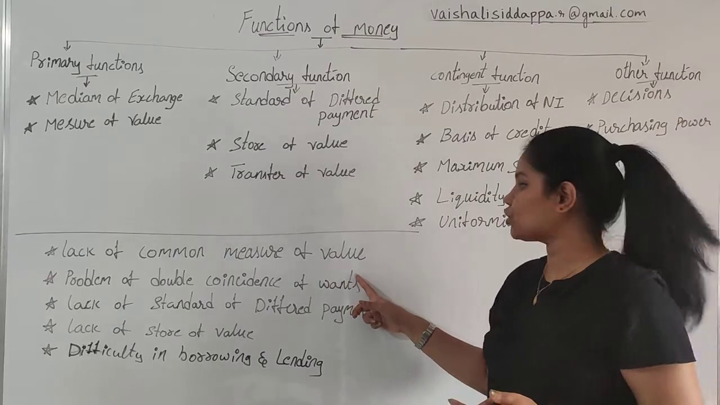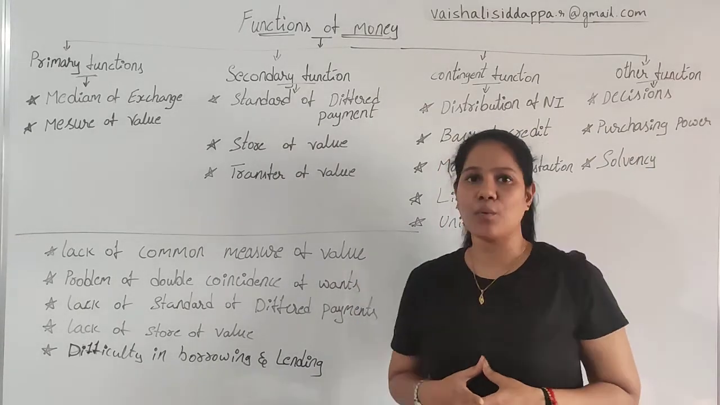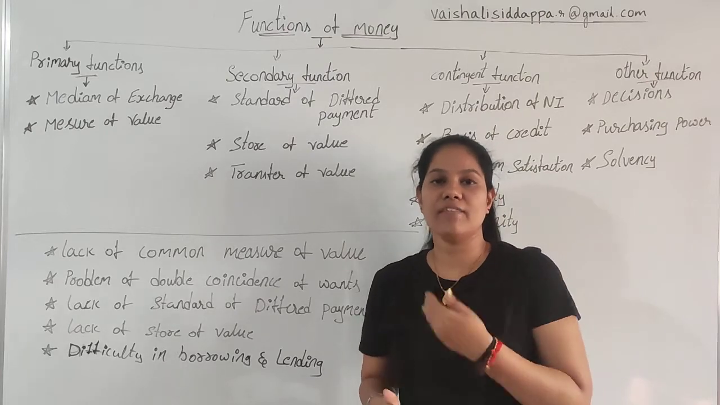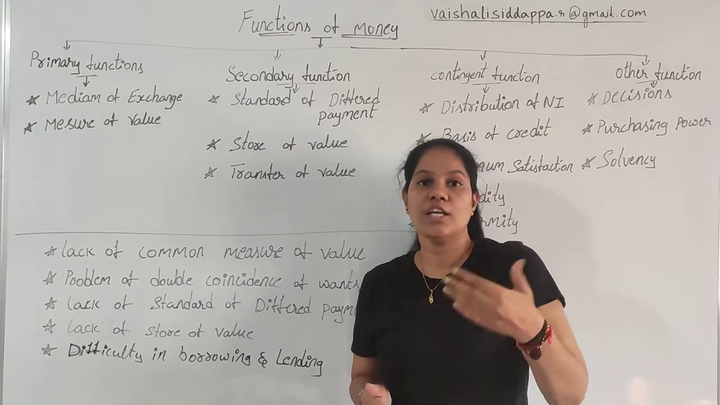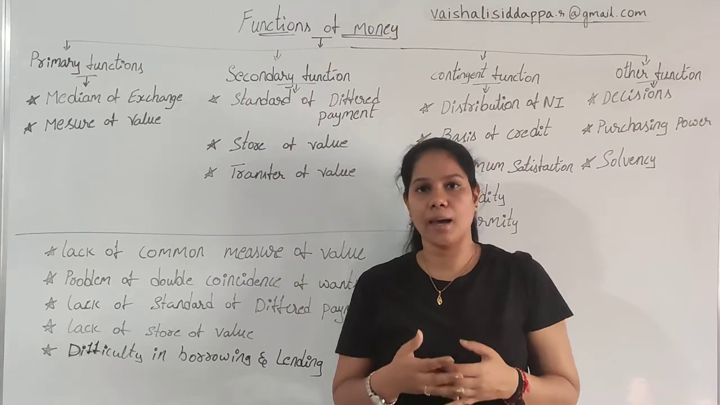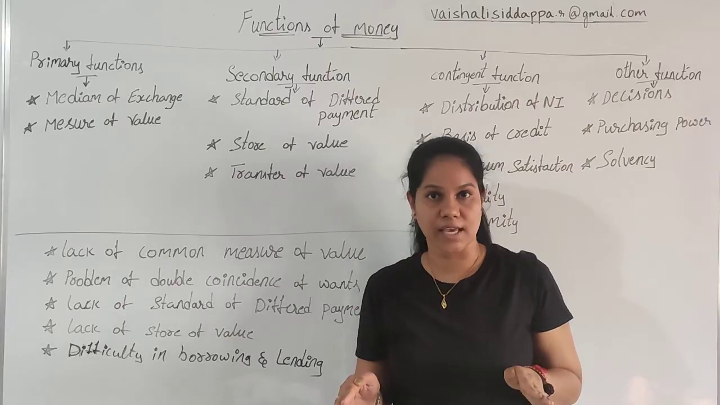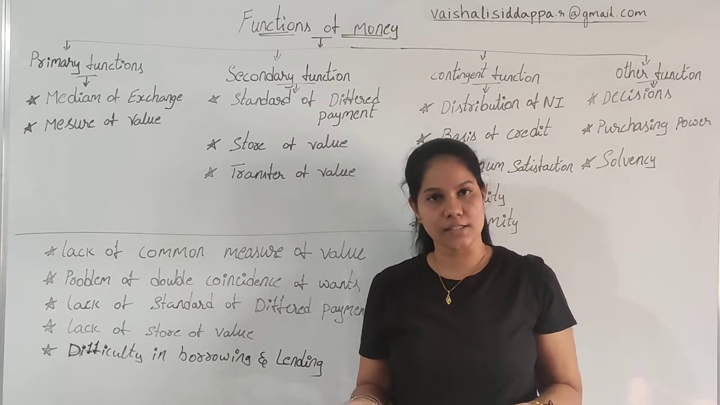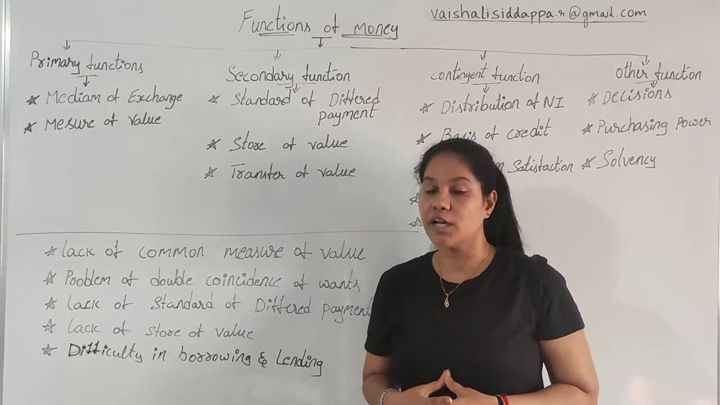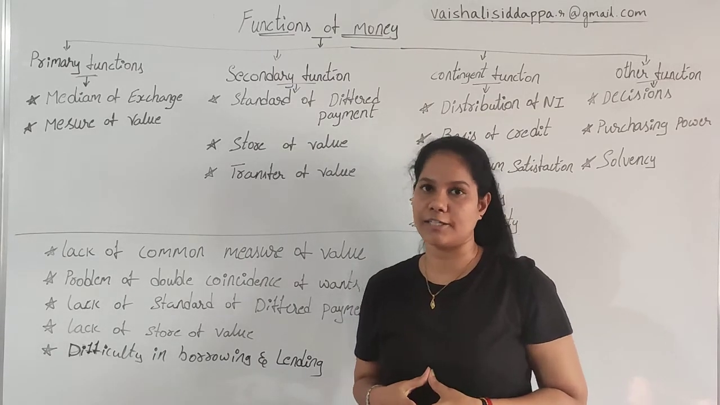Lack of a common measure of value. For any good you are purchasing, what is the value of that? I am giving you rice, which is a costly one. You are giving me wheat, which is cheaper than rice. But I am giving you 1 kg and you are also giving me 1 kg. Quantity-wise it is the same, but value-wise it is different. So measuring the value per good was difficult.